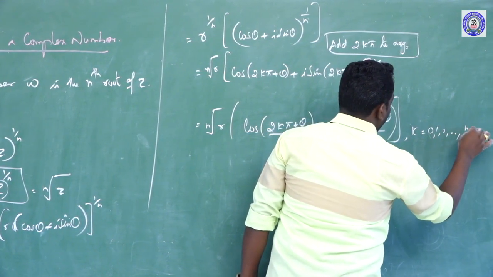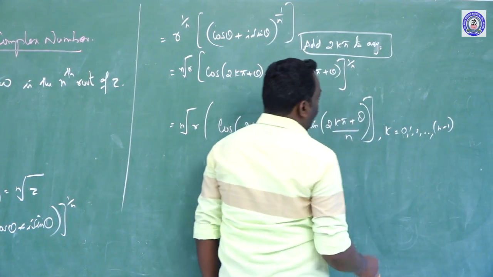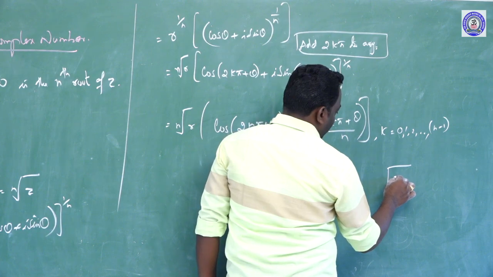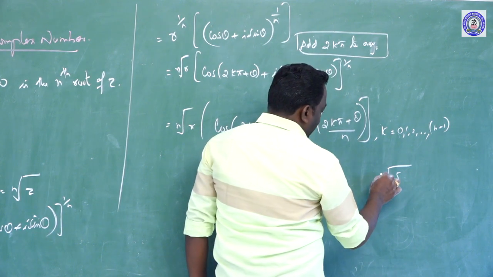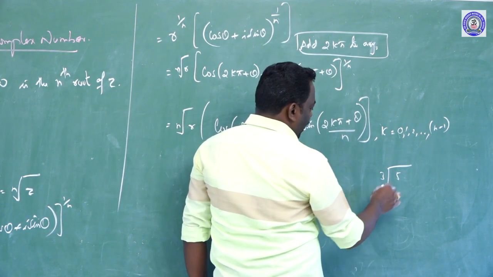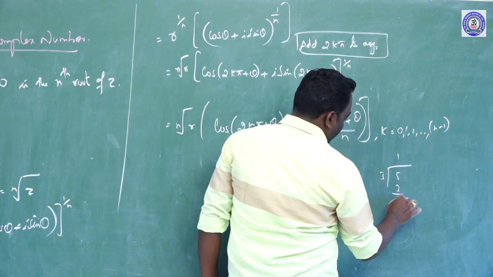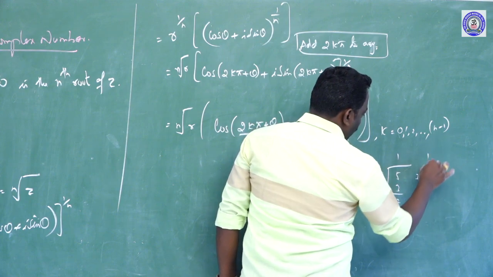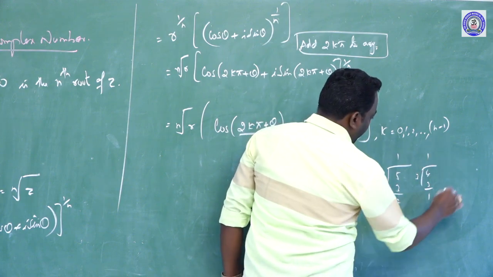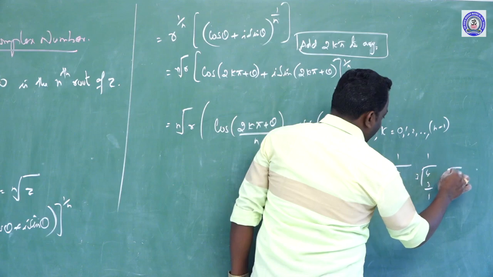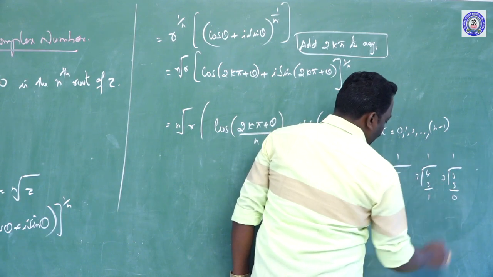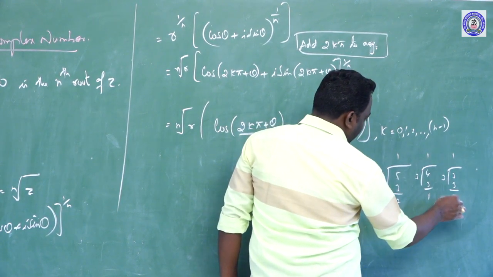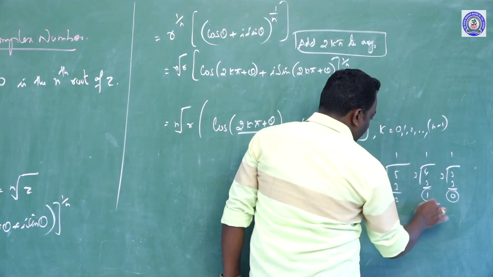Up to n minus 1. Consider a number, say 5, divided by 3: 1 time 3, remainder 2. Again 4 divided by 3: 1 time 3, remainder 1. And 3 divided by 3: 1 time 3, remainder 0. Therefore the remainders come as 0, 1, 2.